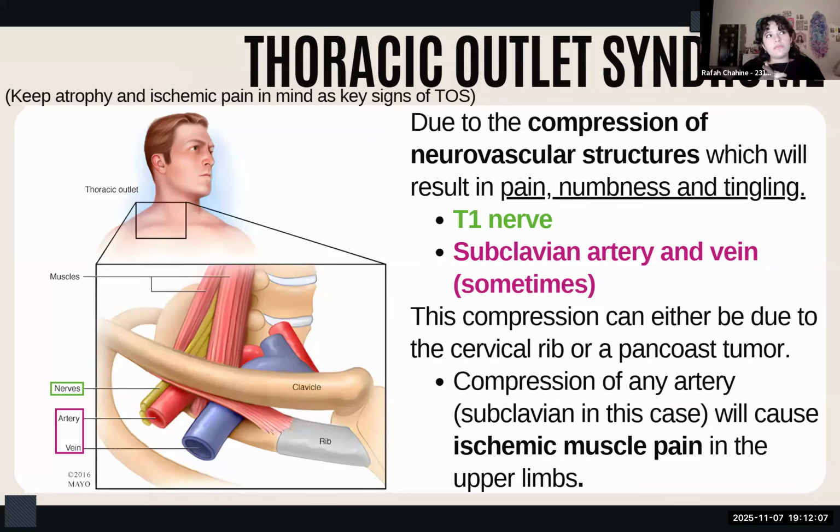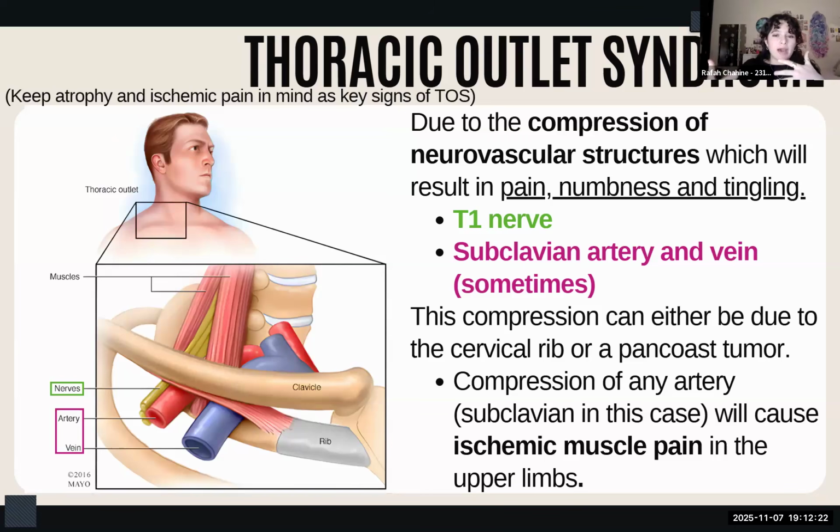The kind of pain that these patients get is ischemic pain because they lack blood supply to the upper limb, right? Okay. How can this compression occur? It can occur in one or two ways. Number one, there could be a mass, right?